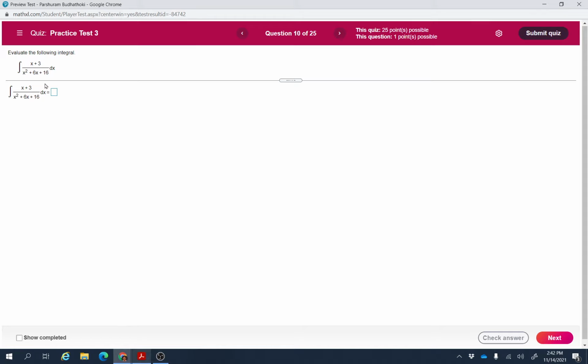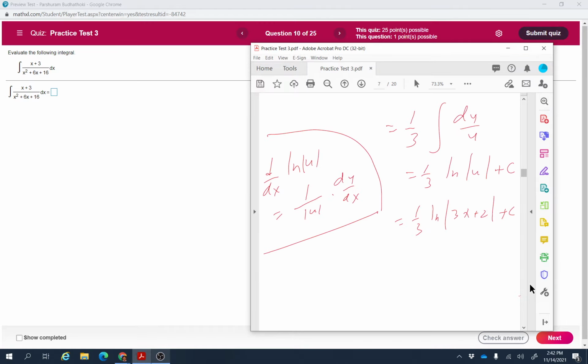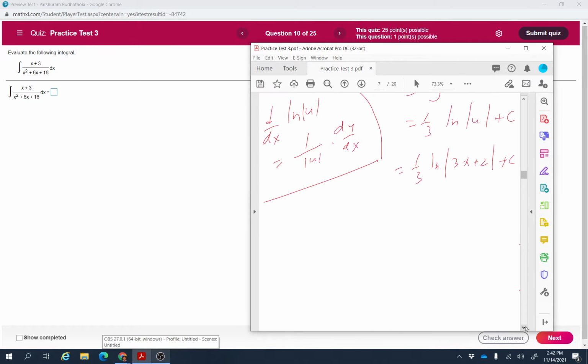One more time, this is also the substitution method. You can substitute for x squared plus 6x plus 16, find out the derivative. The derivative would be, there will be x plus 3. I'm just going to simplify this, and then I'm going to leave you to do this problem.